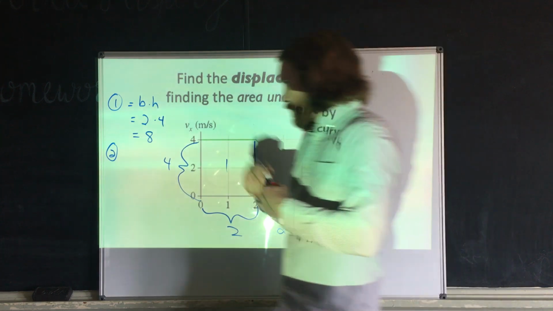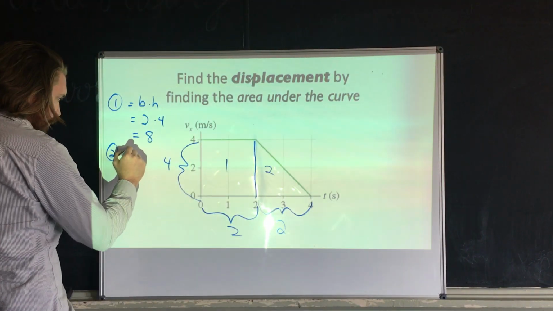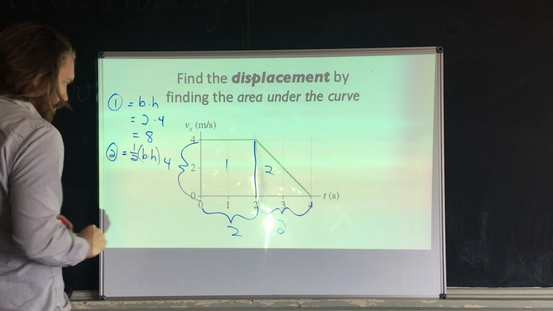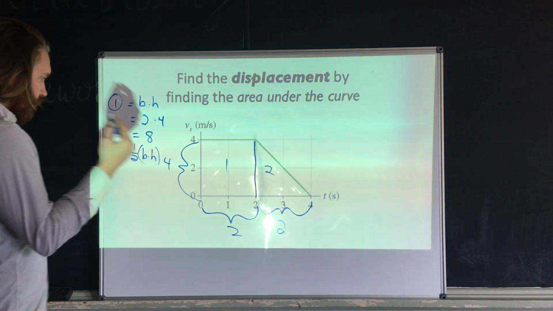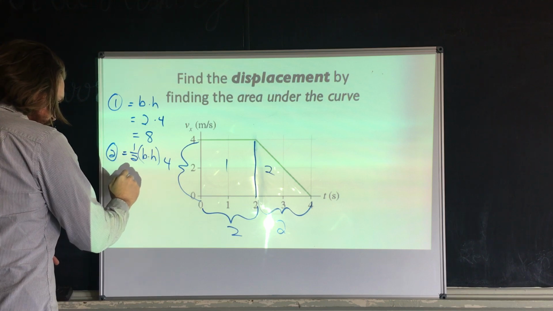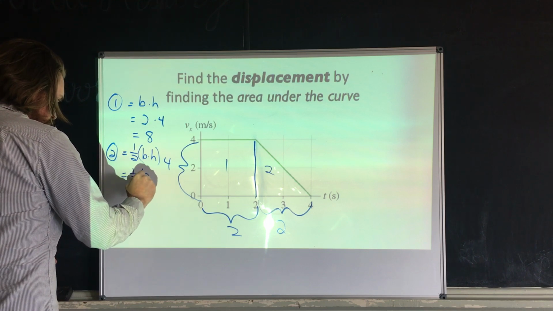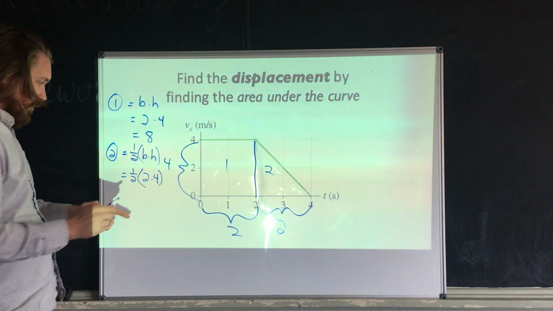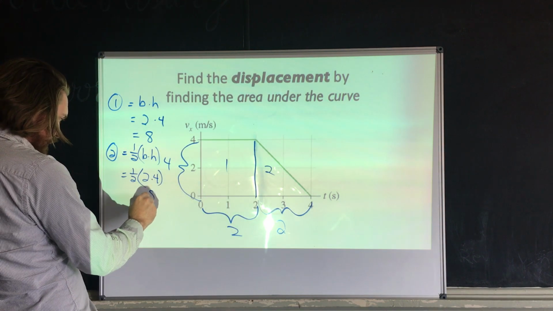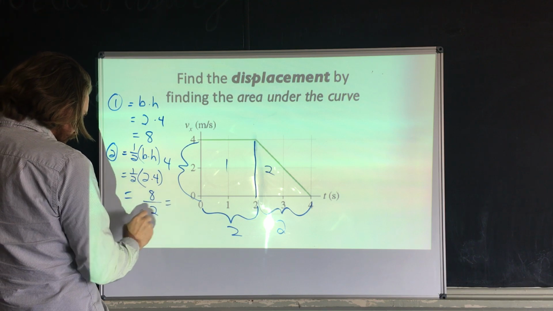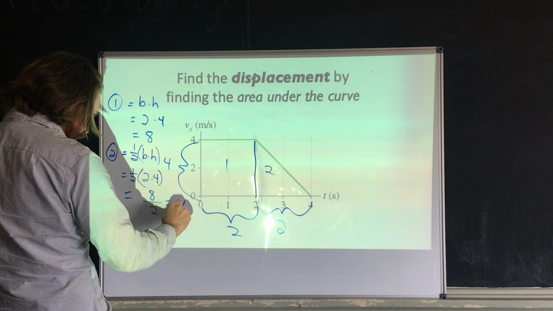So now, to find the area of 2, we use 1/2 base times height, right? And what we're going to do is always do the base times height first. So this is going to be equal to 1/2 times 2 times 4. 2 is my base, 4 is my height. 2 times 4 is 8, and 8 divided by 2 is equal to 4.